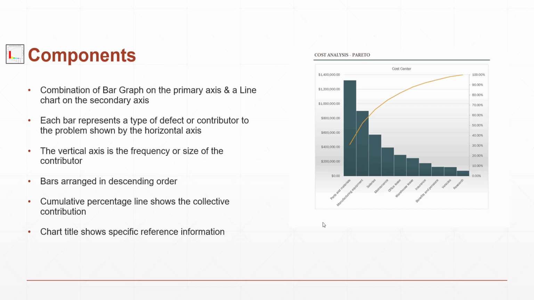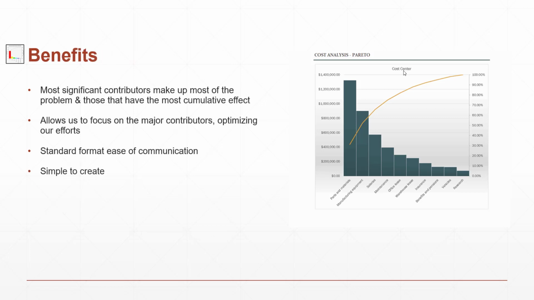Now, there's a number of simple, easy to identify components. A Pareto is a specific combination chart. Its bars represent contributors to the problem, while the vertical axis is the size of the effect. The secondary axis is also a line showing the cumulative contribution. And importantly, the chart title explains the nature of the chart. Overall, the benefit is that it allows us to focus on the priority contributors rather than contributors that are minor or non-consequential. There's a global standard to display Pareto charts so that communication is easy and the charts are very simple to create.